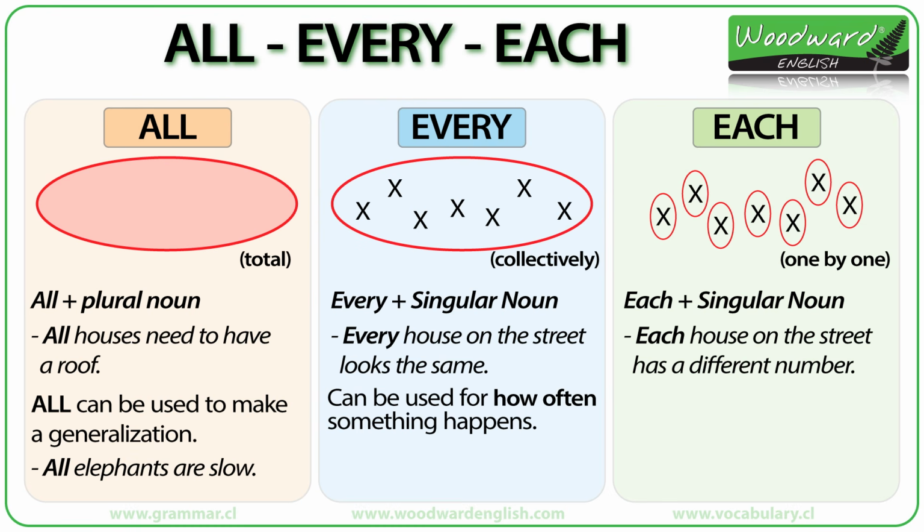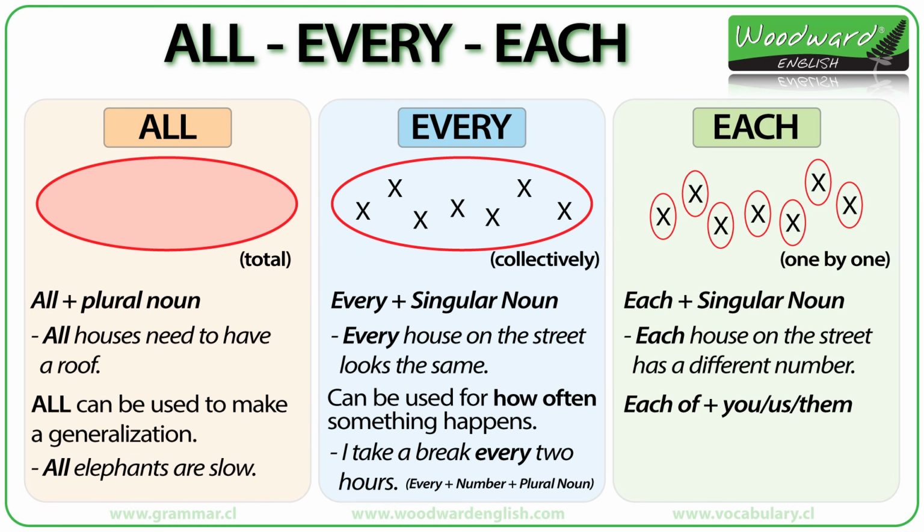Every can be used for how often something happens. For example, I take a break every 2 hours. We have every plus number plus plural noun. Every 2 hours, every 10 days, every 5 minutes. This tells us the frequency something happens. There are more uses of every, though we will see them in a separate lesson.